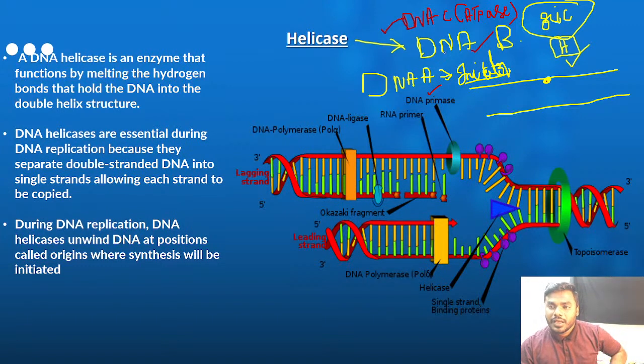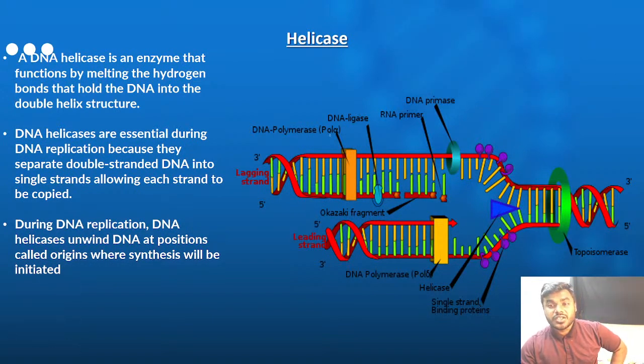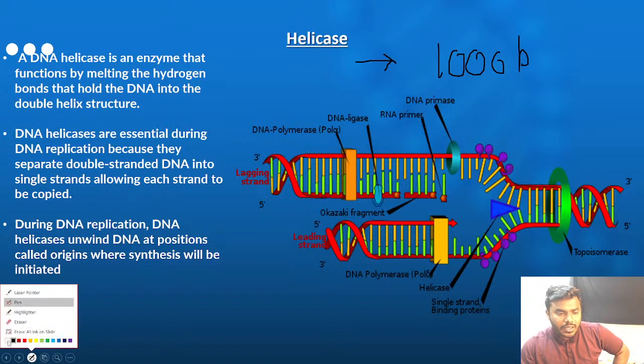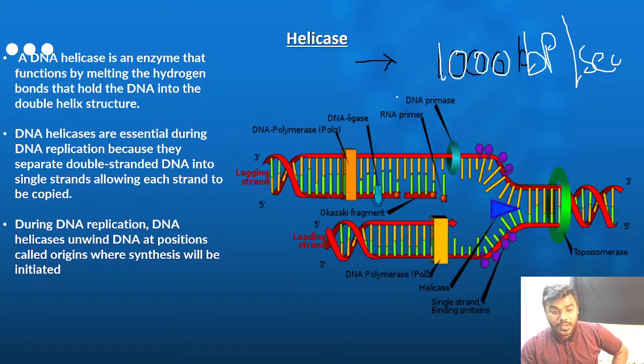In summary, if DnaB wants to show its mechanism of action, there should be a requirement of DnaA and there should be a requirement of DnaC. Without DnaA, without DnaC, DnaB cannot show its function. And I have already told you just now how fast this will move. This DNA helicase enzyme will move 1000 base pairs per second. So that fast it keeps on moving.